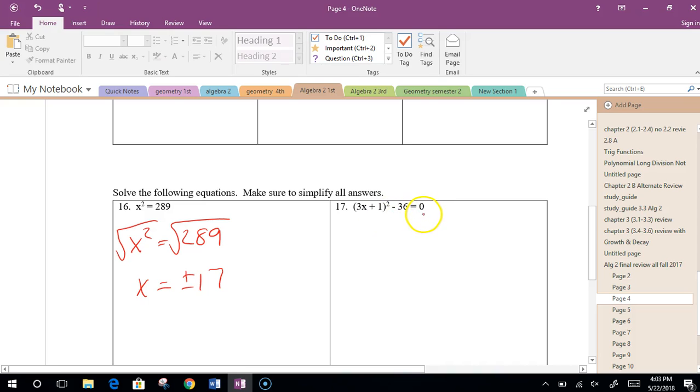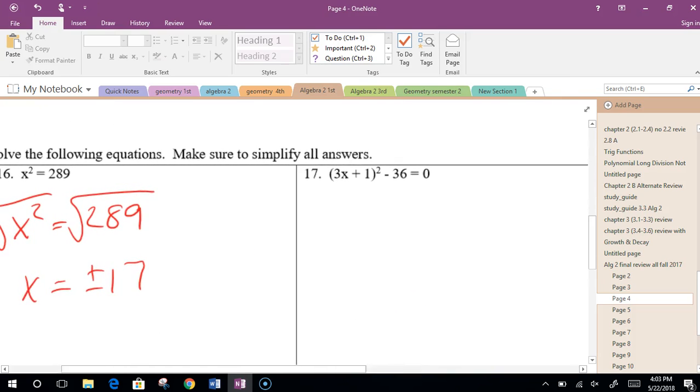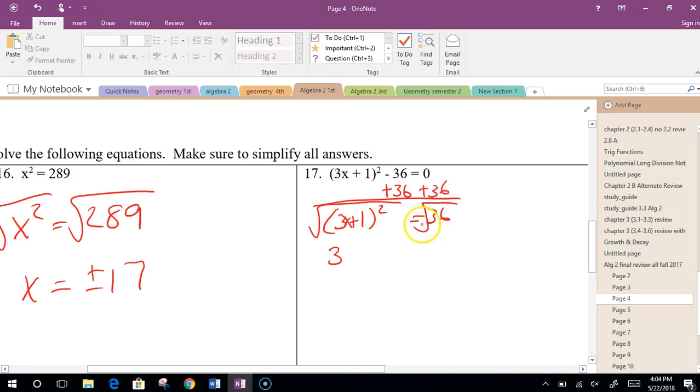When we have an equation to solve like in number 17, again it's equal to 0. So now in order for us to do this, we need to solve and get the square by itself. So we're going to add 36 to both sides. So we get 3x plus 1, the quantity squared, equals 36. Now we need to get rid of the squared, so we're going to take the square root on both sides. But remember, the square root of 36 is both positive and negative 6. So we have 3x plus 1 equals plus or minus 6.